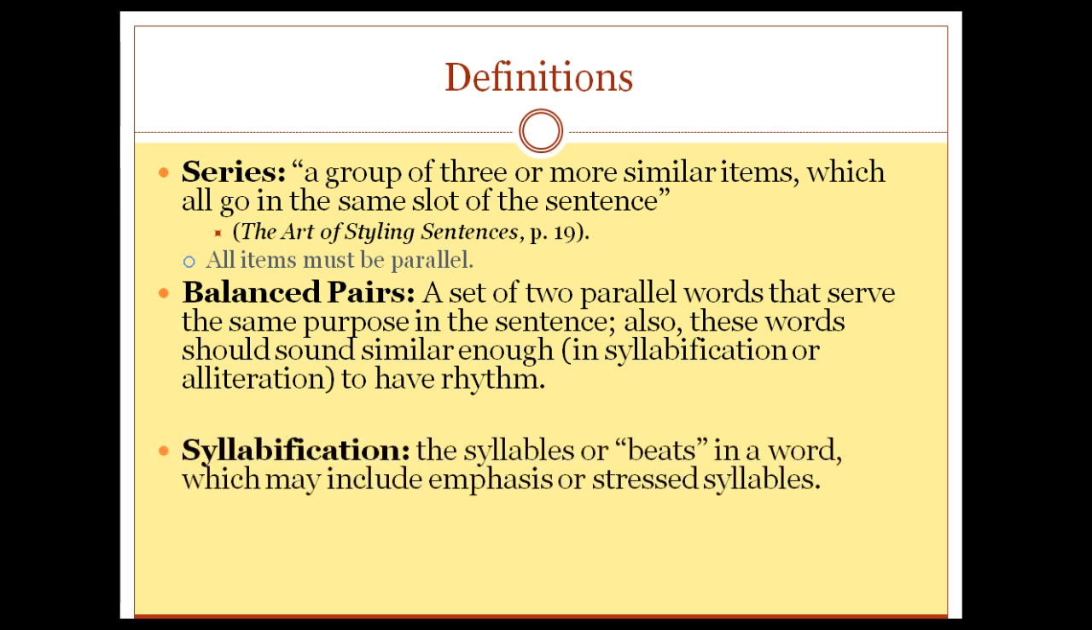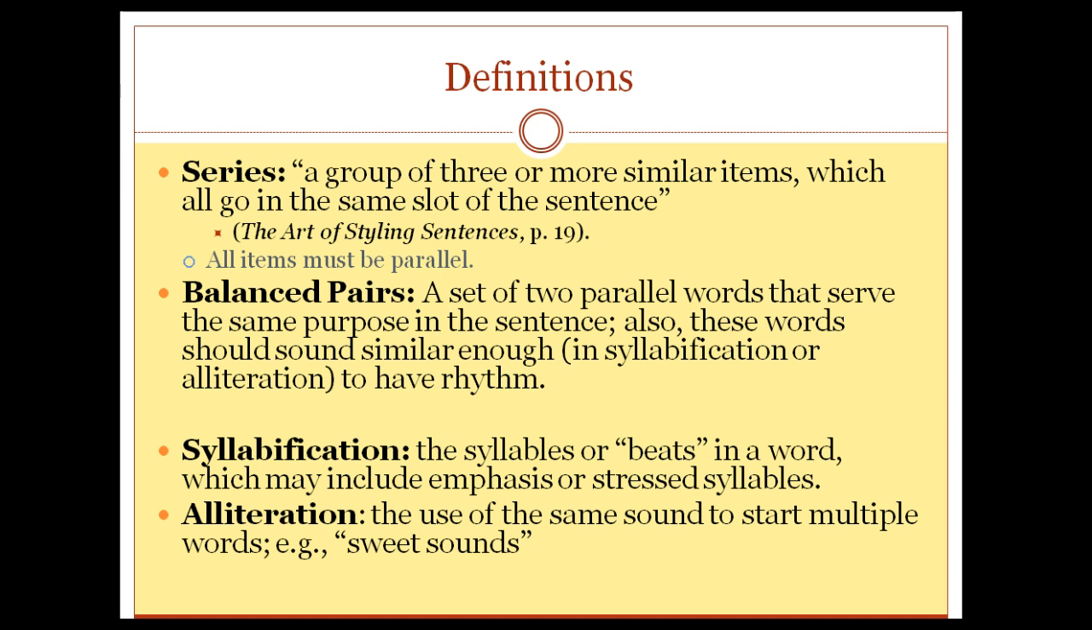For purposes of defining things, syllabification is the syllables or beats in a word, which may include emphasis or stressed syllables. Alliteration is the use of the same sound to start multiple words, particularly when it comes to consonants, such as the example of sweet sounds. Think of tongue twisters, and you have a pretty good idea of alliteration.